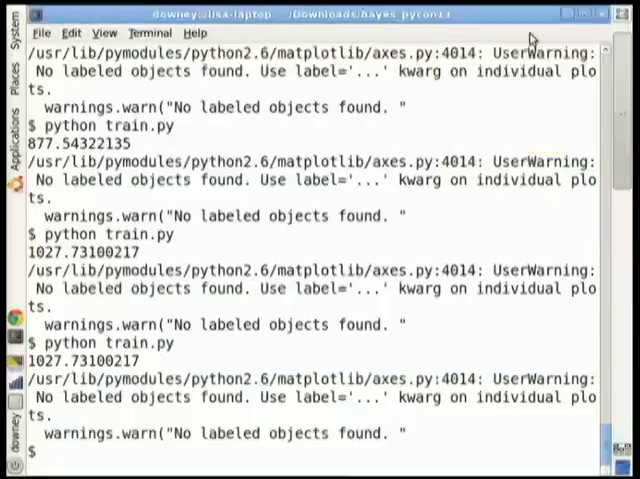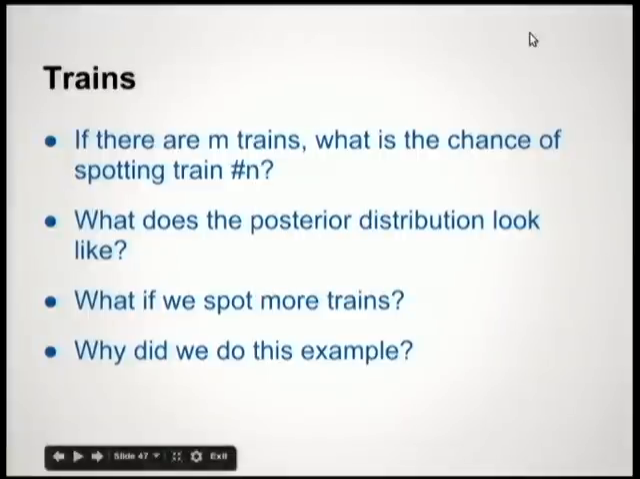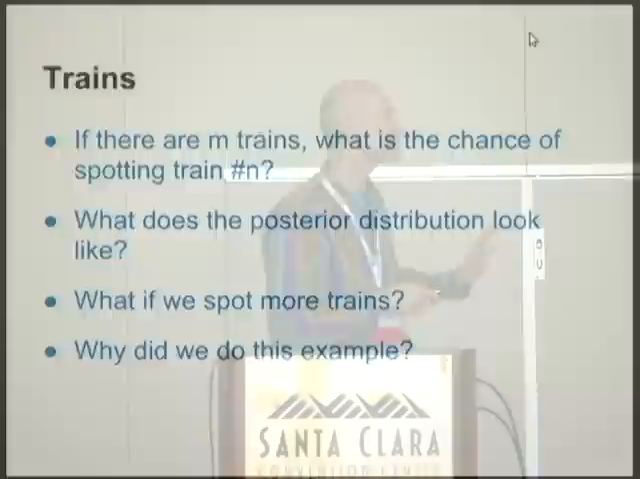Okay. Now, so we answered the third question, what happens if we spot more trains? The last question, why we did this example, is I think this is a nice example of getting from nothing to answering a legitimate problem that mattered, at least during World War II, in about an hour and 20 minutes. And that's one of the nice things about this Bayesian analysis: you can do real work with remarkably simple tools on this stuff. Yes?